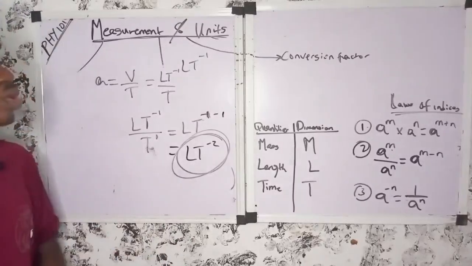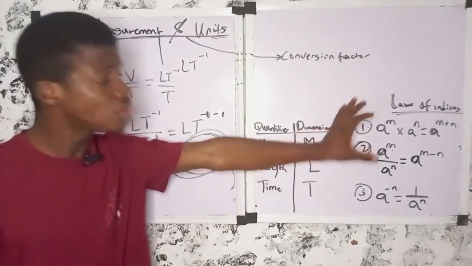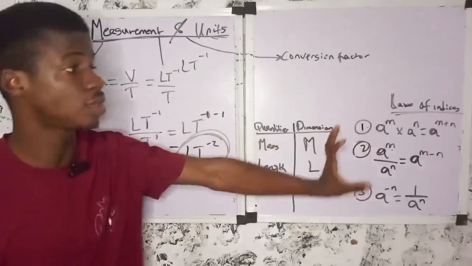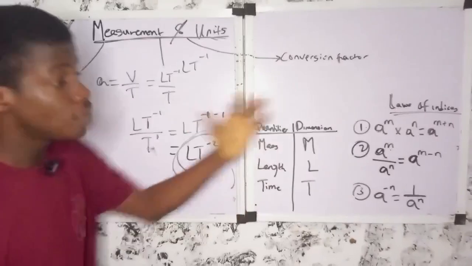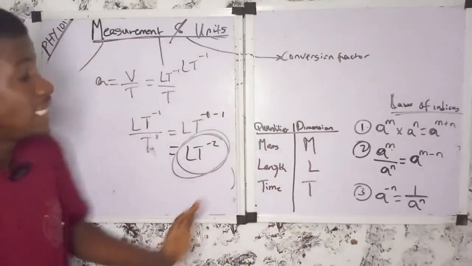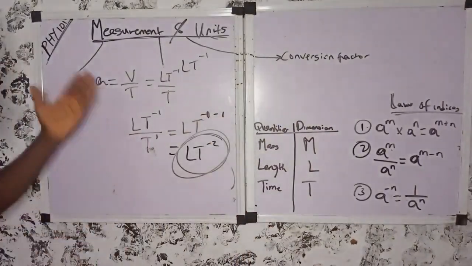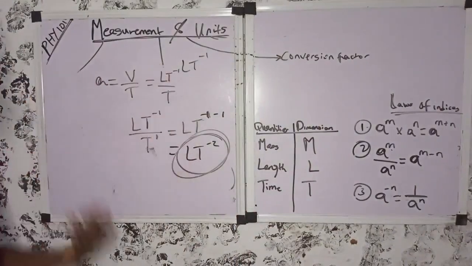So in summing up, you just need to understand the first three laws of indices. If you understand these first three laws, you can use them to solve any dimension. So this is the dimension of acceleration.